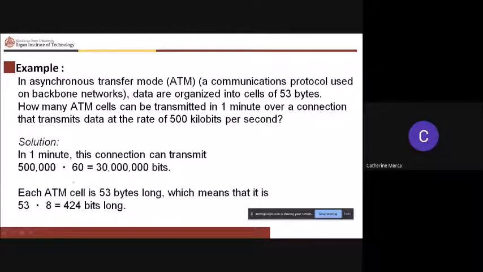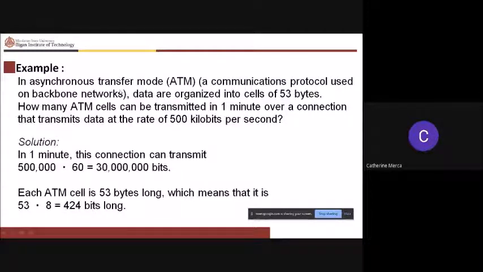So, 60 seconds. So, you have 500,000 times 60 equals 30,000,000 bits. So, each ATM cell is 53 bytes long. Ano yun? Given man na 53 bytes. Which means that is 53 times 8, which is equal to 424 bits long.